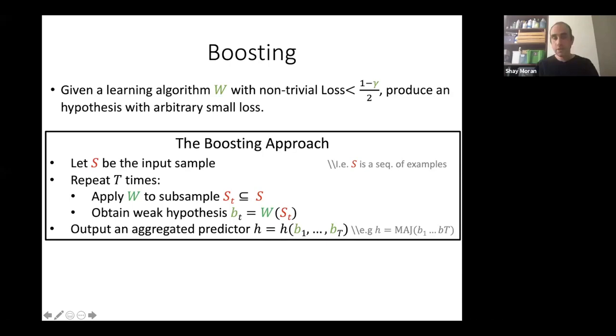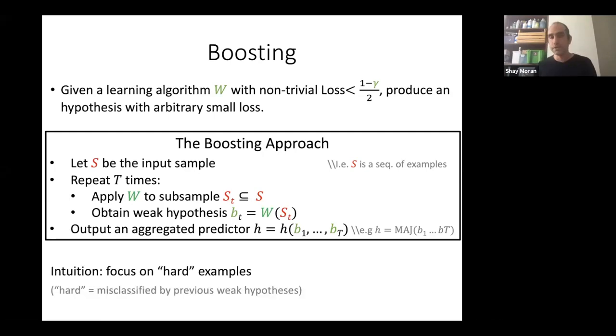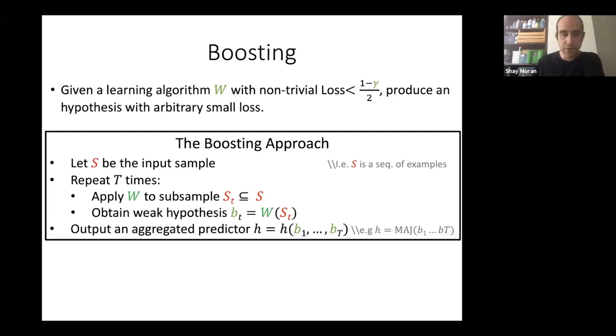The intuition in boosting is that we focus on hard examples. The way we pick the next subsample to train the weak learner on is according to those examples that were misclassified in the previous rounds. So that's the intuition. And in the end, the goal is that the sequence of all weak learners we obtain will somehow correct each other, such that in total, they will be much better than each of them individually.